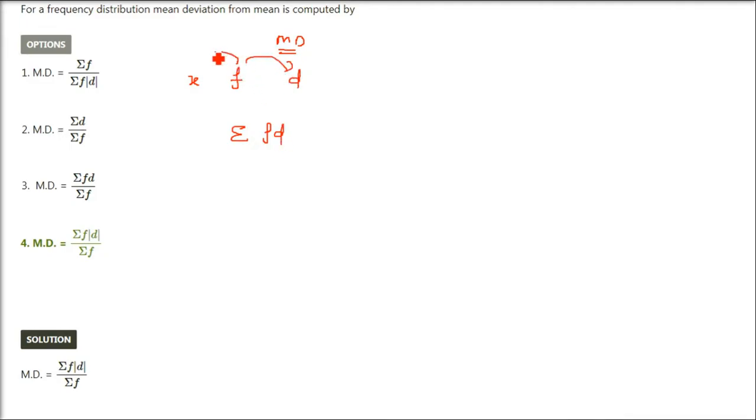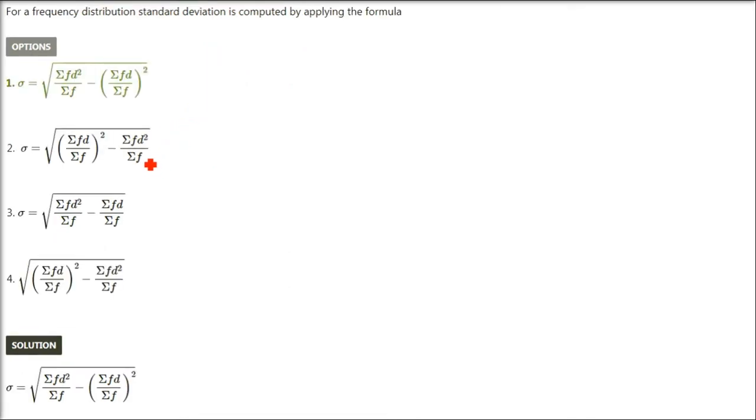But when we take D, if you remember, I told you we always take the modulus value. D is, that is when we take the value and subtract it from the mean, we always take the absolute value. So the answer is fourth, sigma F modulus of D divided by sigma F. I hope you got the idea.